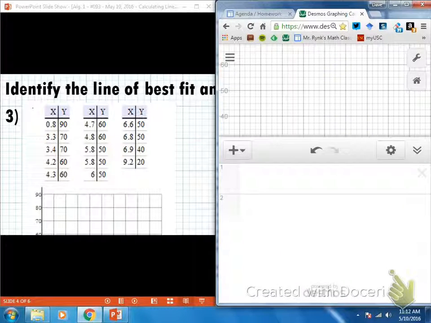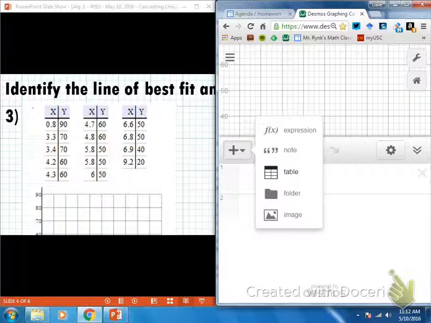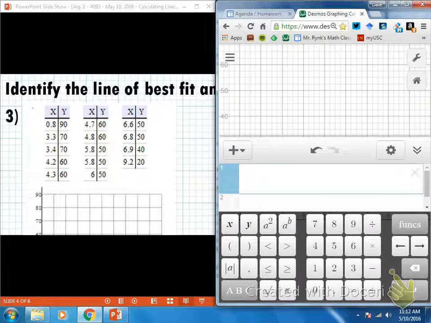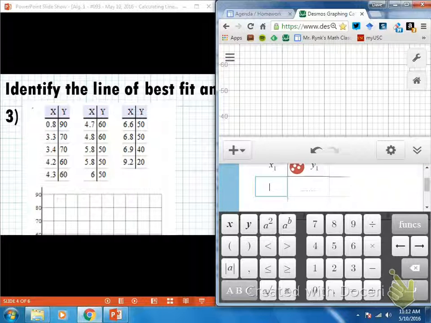And I'm going to clear out my table. And we're going to click the plus button. And we're going to click table. You don't want to start with an expression. So again, we're starting with Desmos, clearing everything out. Press the plus button and table, okay? Then we're going to start putting in our data. So start with your X's first. And make sure you're very careful putting everything in. I know I'm a little bit faster because I have the keyboard.